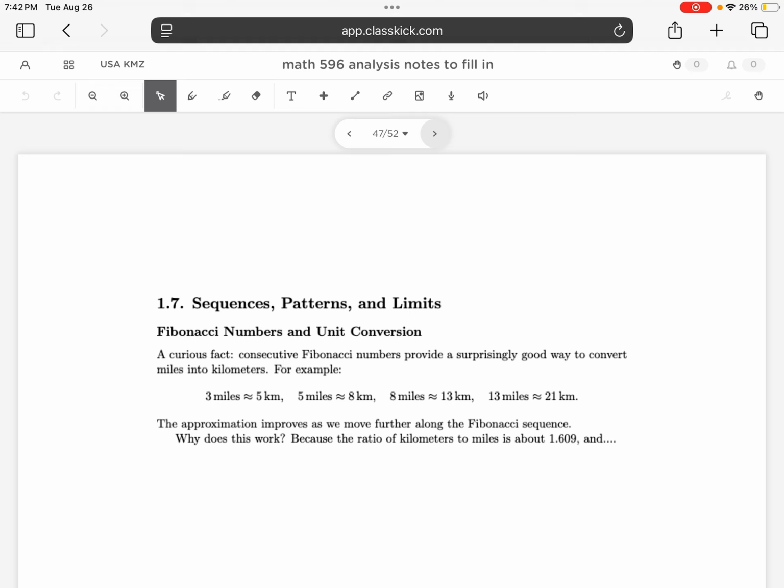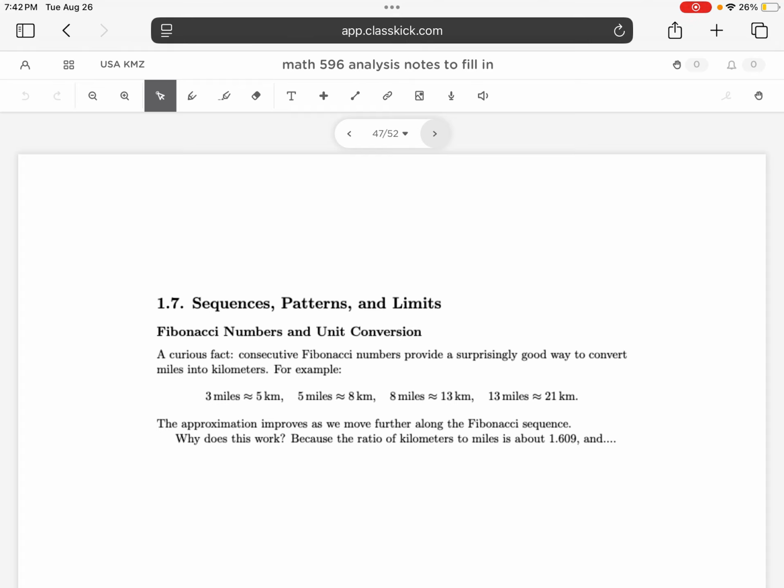So there's a lot of really cool things that we could say about Fibonacci numbers. One interesting thing that popped up in our warm-up problems is this surprising fact, which is that we can use Fibonacci numbers as sort of a quick reference to help us convert from miles into kilometers and vice versa.